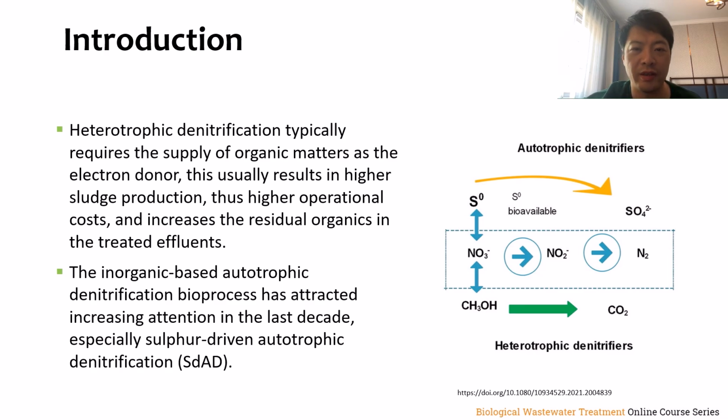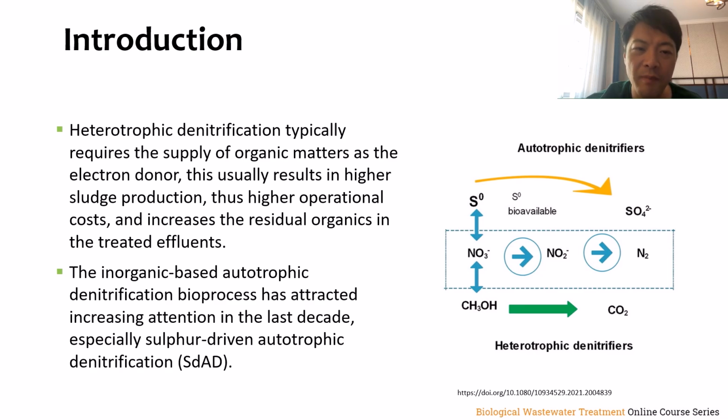In contrast, the past decades have seen a growing interest in autotrophic denitrification processes, which do not rely on an organic carbon source as the electron donor. Among those autotrophic denitrification processes, sulfur-driven autotrophic denitrification has gained particular attention. Sulfur-driven autotrophic denitrification uses inorganic compounds such as sulfur as the electron donor.